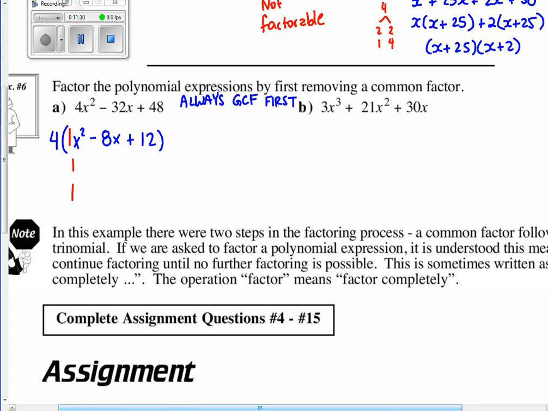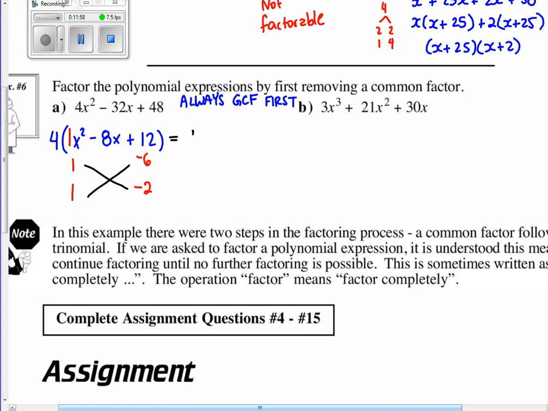Okay, 12. We want to multiply to 12. Add to negative 8. 6 and 2. Now, what do we note about the signs? For product of positive, but a sum is a negative, they both have to be negative. Okay, so checking my diagonals, do the products of the diagonals add to negative 8? Yes, so we have our factored trinomial.